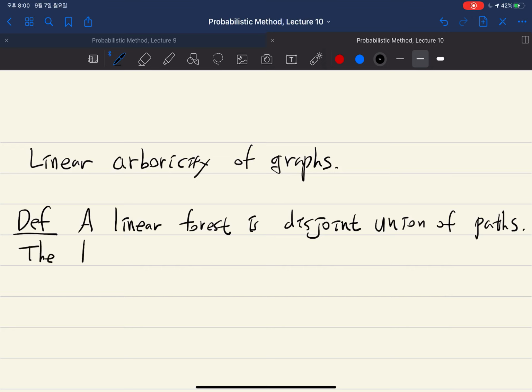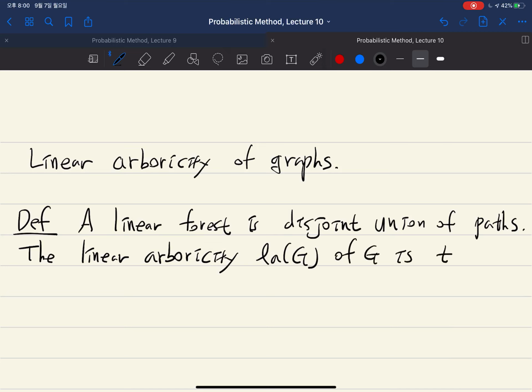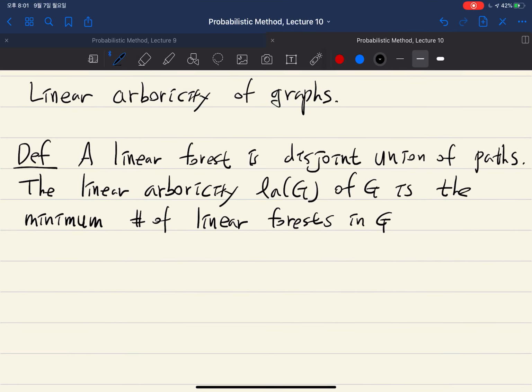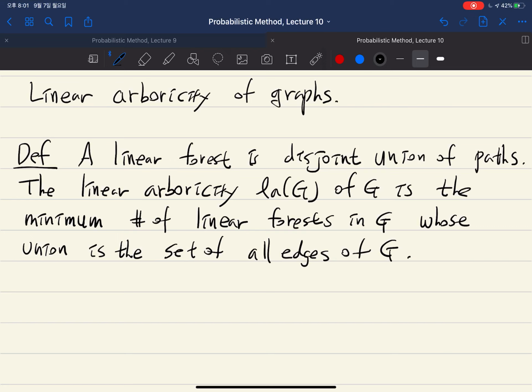And we say the linear arboricity LA of G is the minimum number of linear forests in G whose union is the set of all edges of G. So when we have a graph, we want to figure out its linear arboricity.